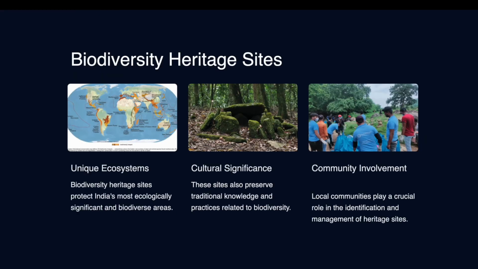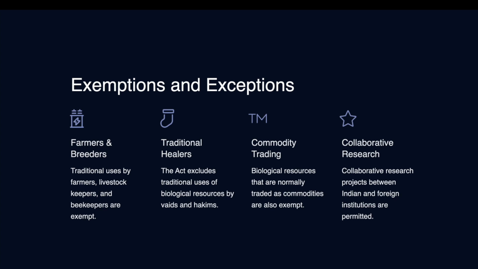Now, biodiversity heritage sites, we will talk about them. Which site will be declared as a biodiversity heritage site? The first criterion is that it should be a unique ecosystem. A biodiversity heritage site protects India's most ecologically significant and biodiverse areas. It also has cultural significance because it preserves traditional knowledge and practices related to biodiversity. And local communities play a crucial role in the identification and management of sites.